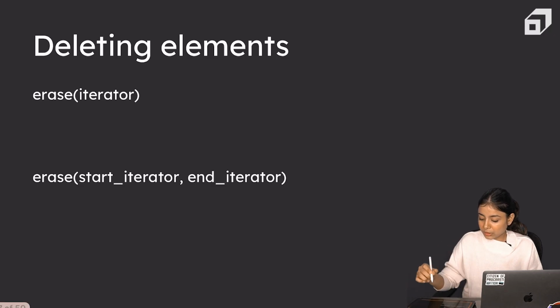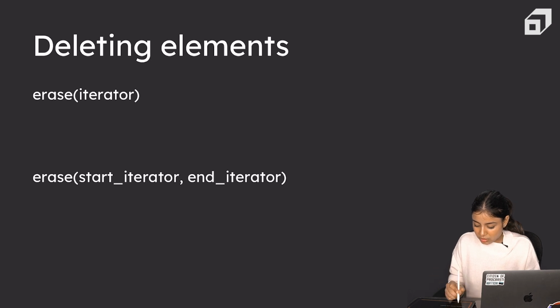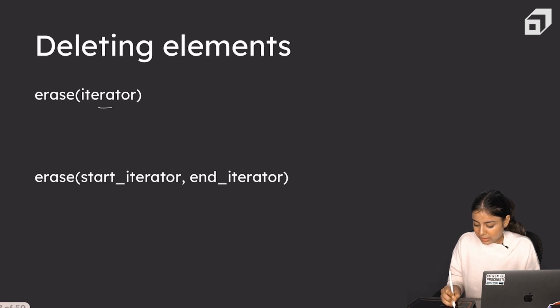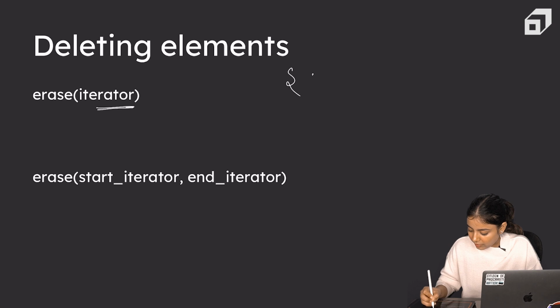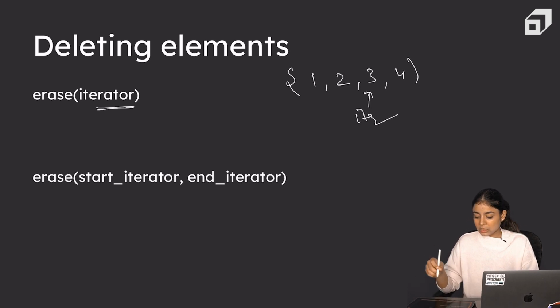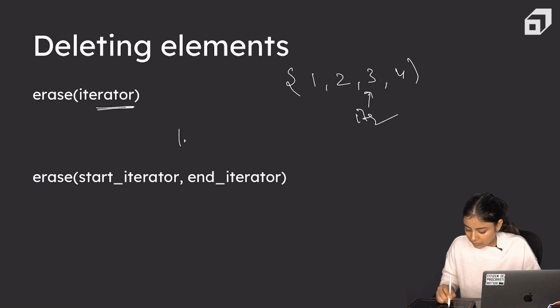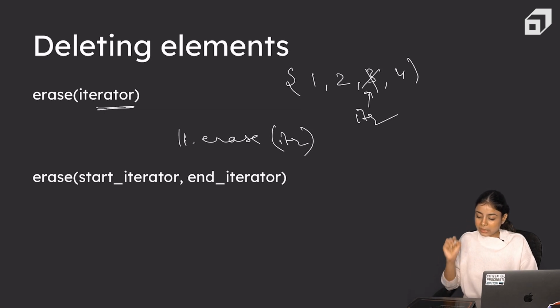Moving forward, we can also delete elements using the erase function. In the erase function, we pass the iterator, and the element to which the iterator is pointing will get deleted. So if I have a list and an iterator to 3 and I say L1 dot erase iterator, this will remove 3 from my list.